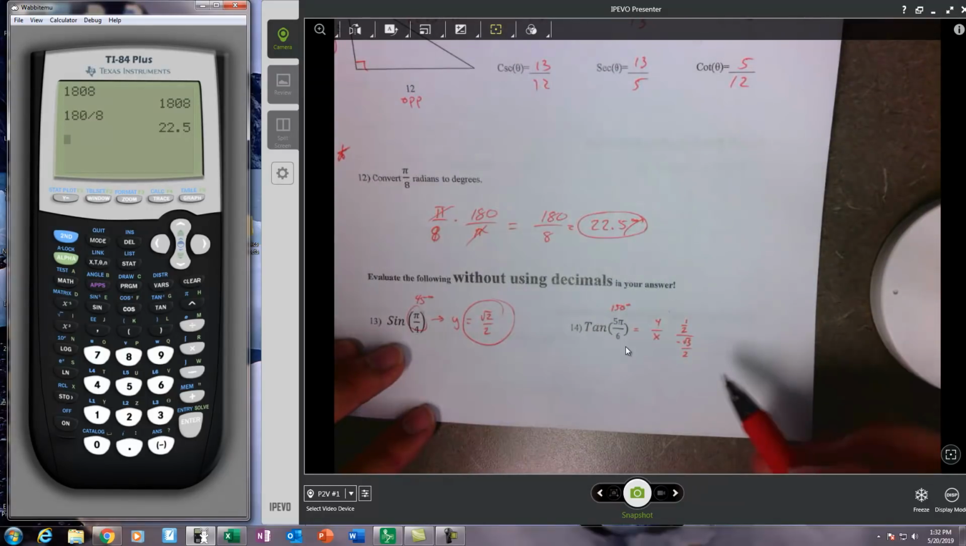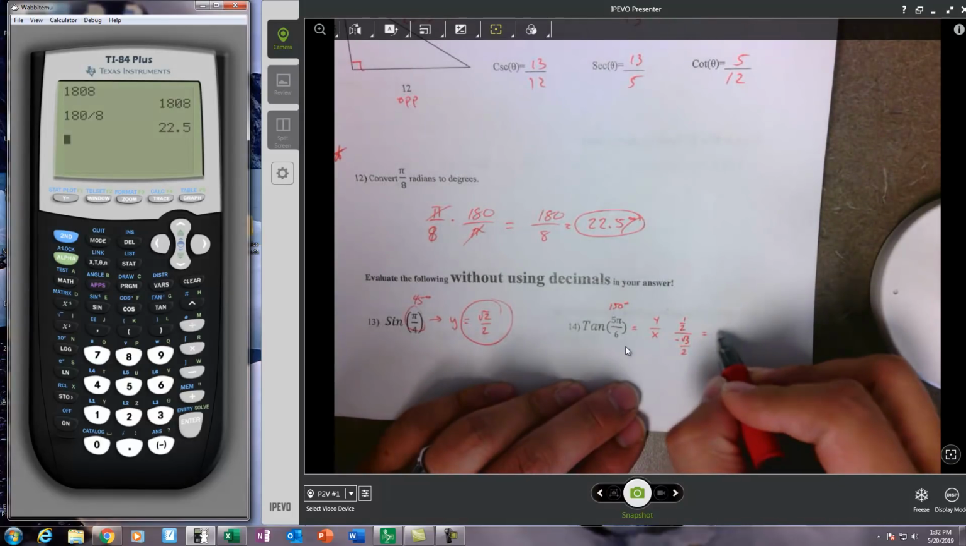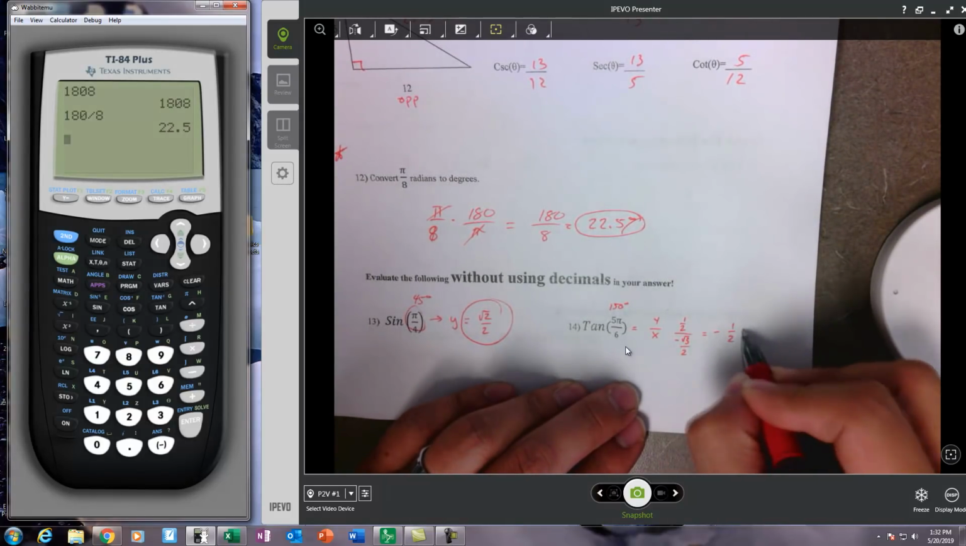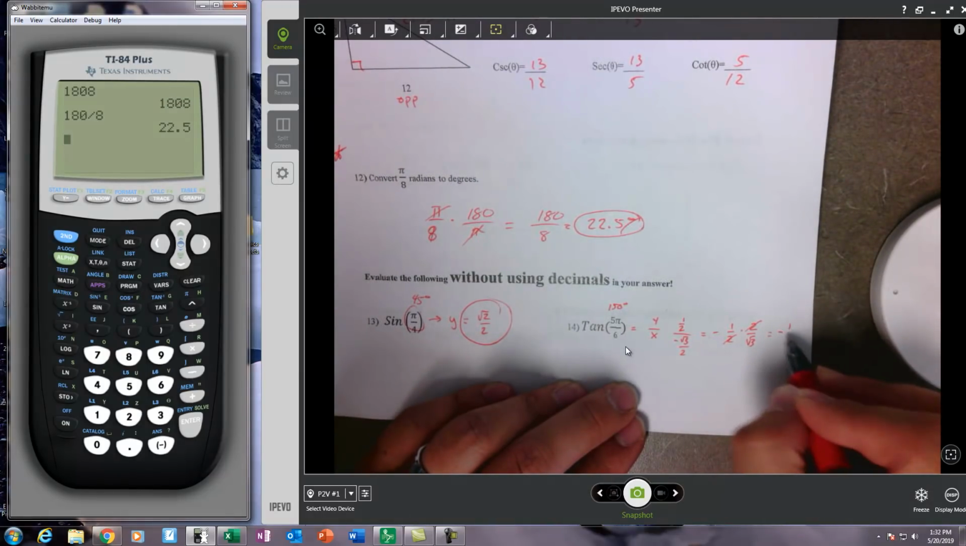So first thing I'm going to acknowledge is I have a positive divided by a negative, so I know my answer is going to come out negative. Let's ignore that part. So I'm going to have a negative of 1/2 times 2 over root 3, because when I divide by fractions, I flip and multiply. This gets rid of the 2's, leaving me with negative 1 over root 3.